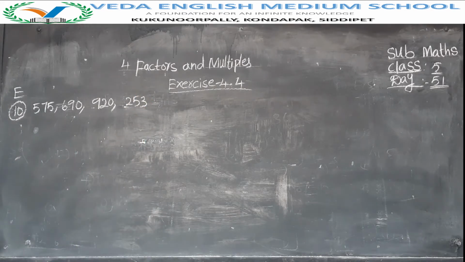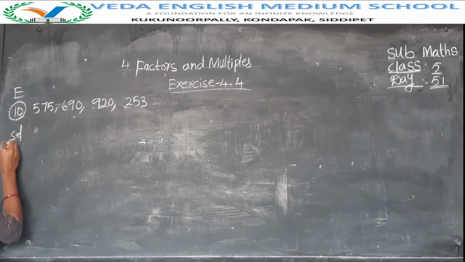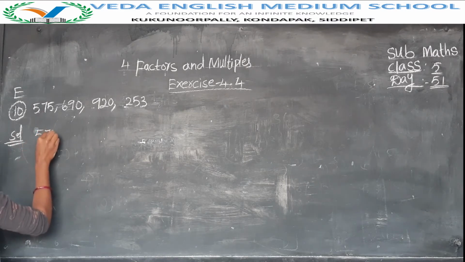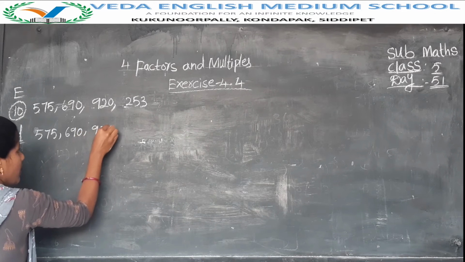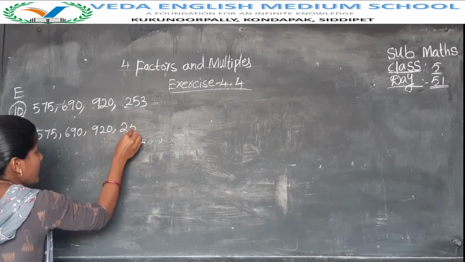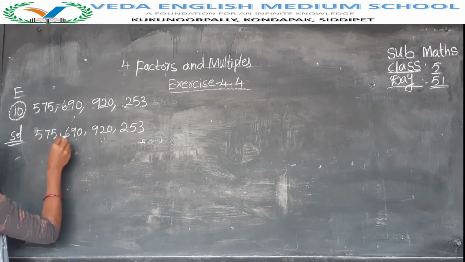Now here also we have 4 numbers. If you have 4 digits, then what you have to do? First of all, choose any 2. So I have to choose these 2. Solution: 575, 690, 920, 253. First of all we have to find the HCF of these two, 575 comma 690.